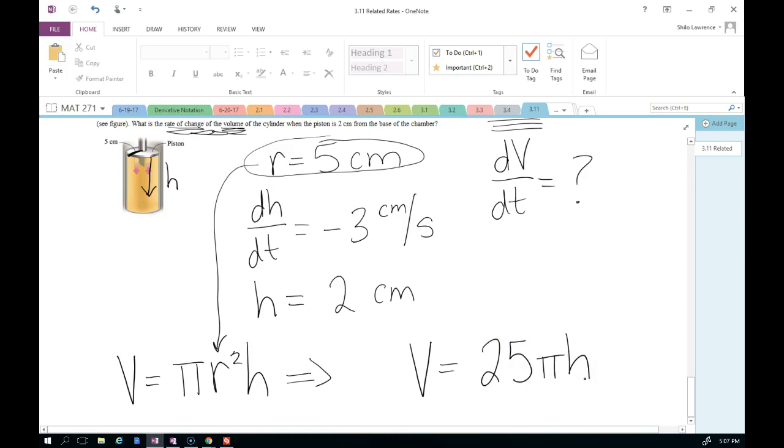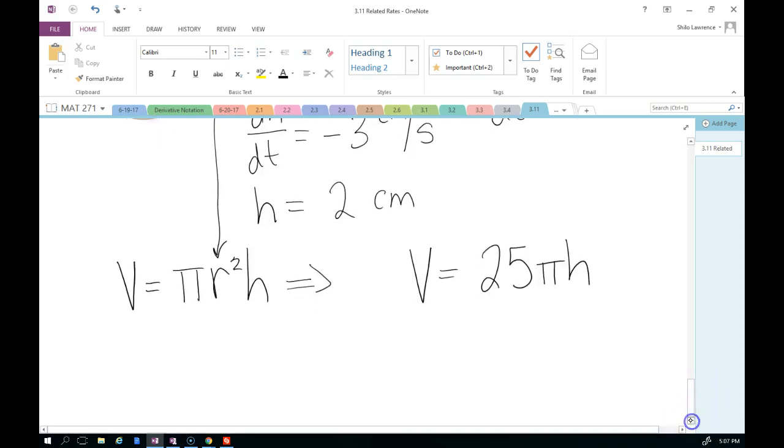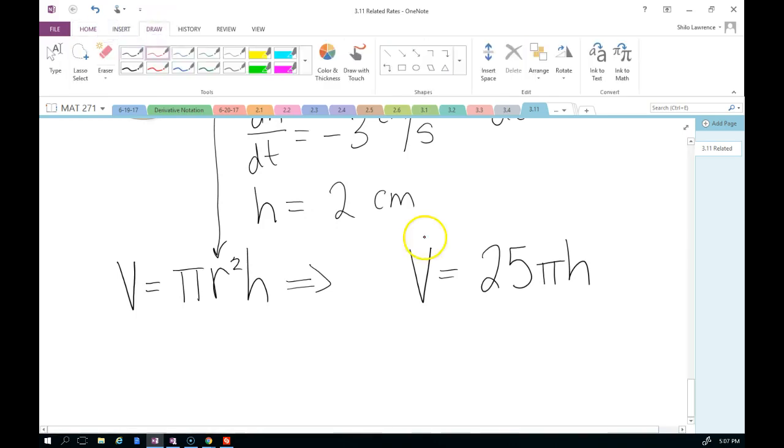It's only the height value that is changing in this piston, because that piston is going up and down, but the radius is not changing. So to get the related rates formula for how height and volume change with respect to one another, we are going to differentiate with respect to t.